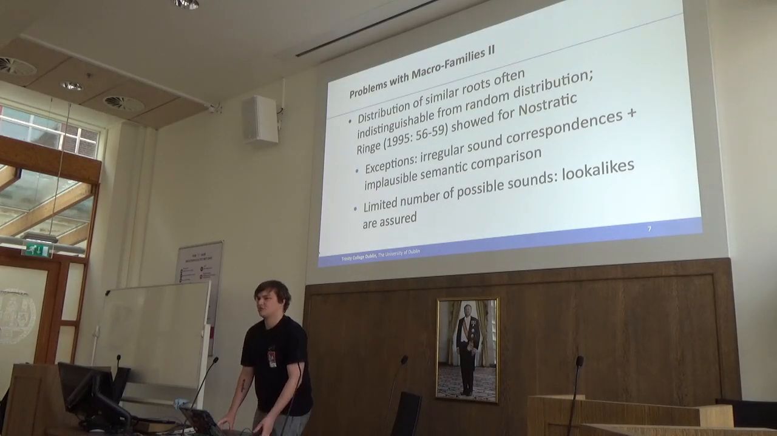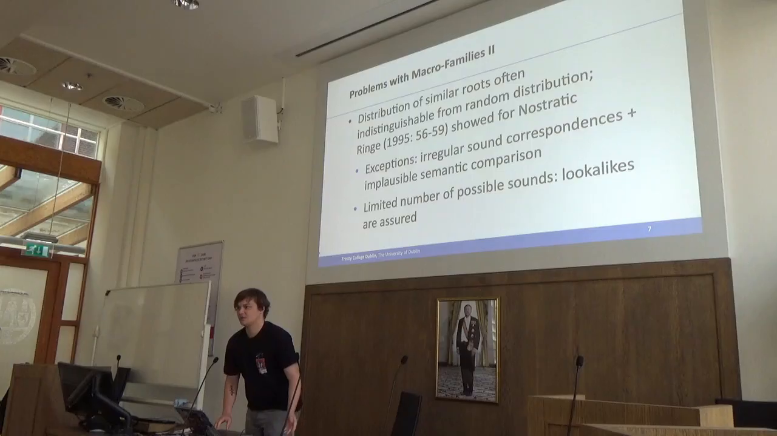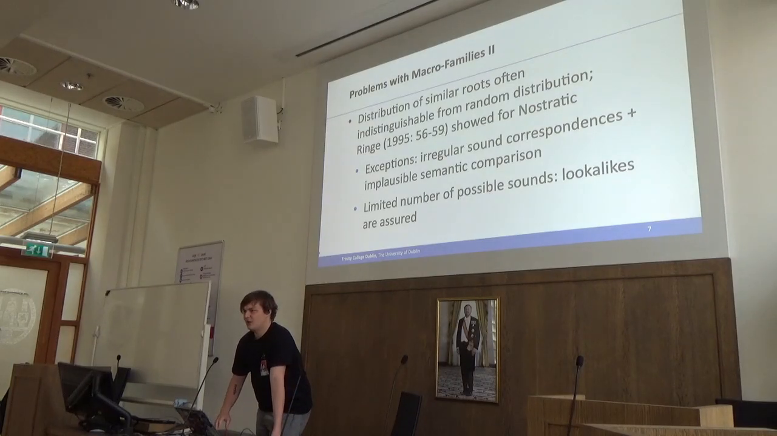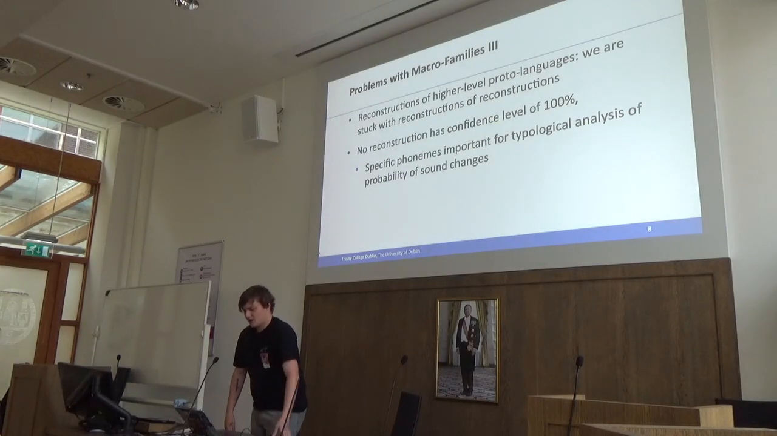There are going to be lookalikes because the human mouth can only produce a small number of sounds, and many languages that we compare tend to have smaller phoneme inventories. For example, if you're comparing Austronesian and Kra-Dai, the phoneme inventory is not that big compared to, for example, Northwest Caucasian. And we're stuck with reconstructions of reconstructions.